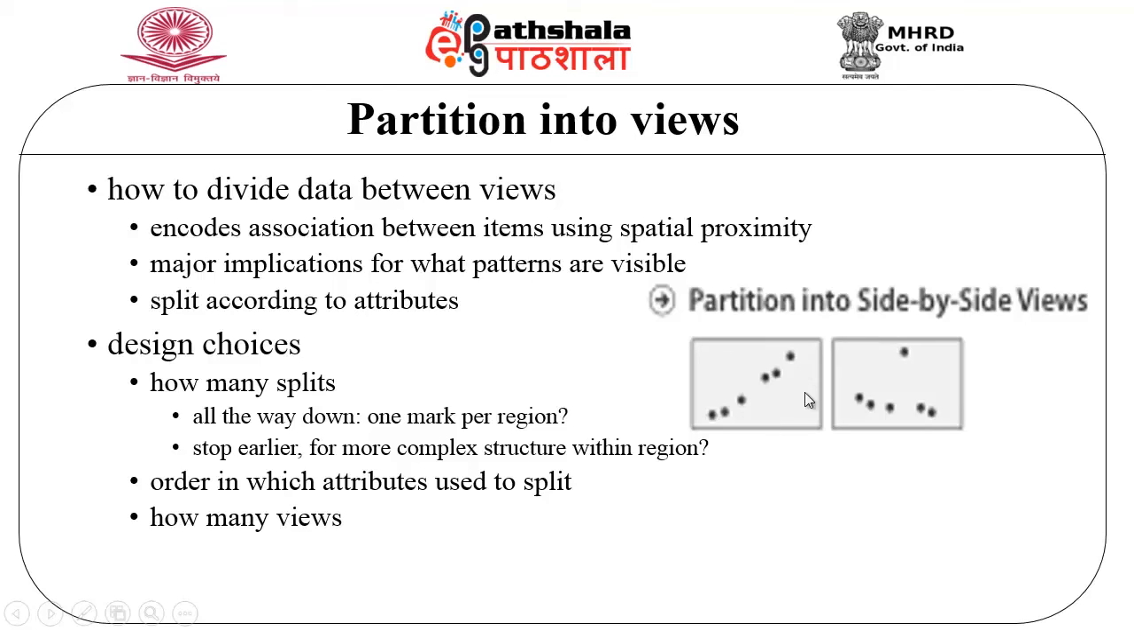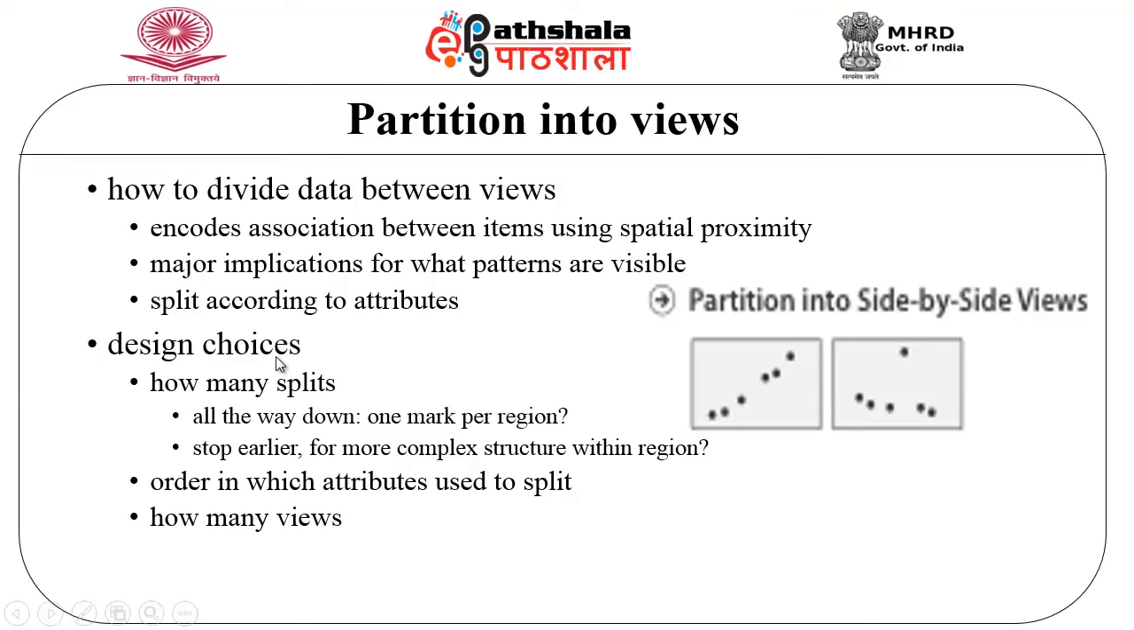Next one is partitioning into different views. So in this case of partitioning into different views, we need to look at how to divide the data points between the various views. Here, this encodes the association between the data points using some kind of spatial proximity, and the major implications for what the patterns are being visible, and the split is according to the attributes.